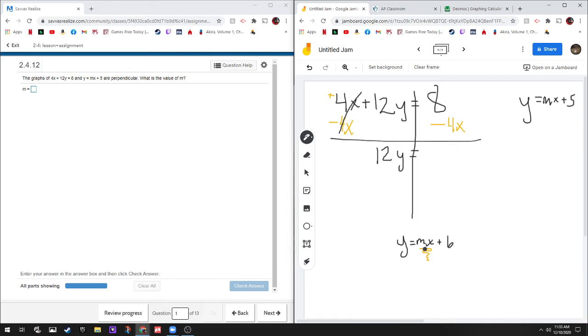Now, I need to be careful. Look at the order here. They put the mx first. Which one of those would be mx? Well, the minus 4x. So I'm actually going to write minus 4x first. And then is the 8 positive or negative? Well, there's nothing written, right? So it's positive. So I'm going to say this is negative 4x plus 8.